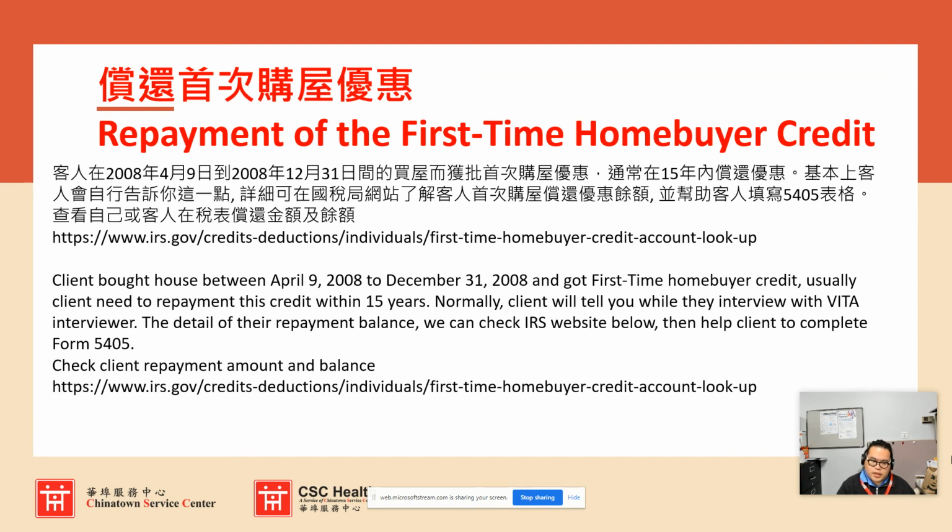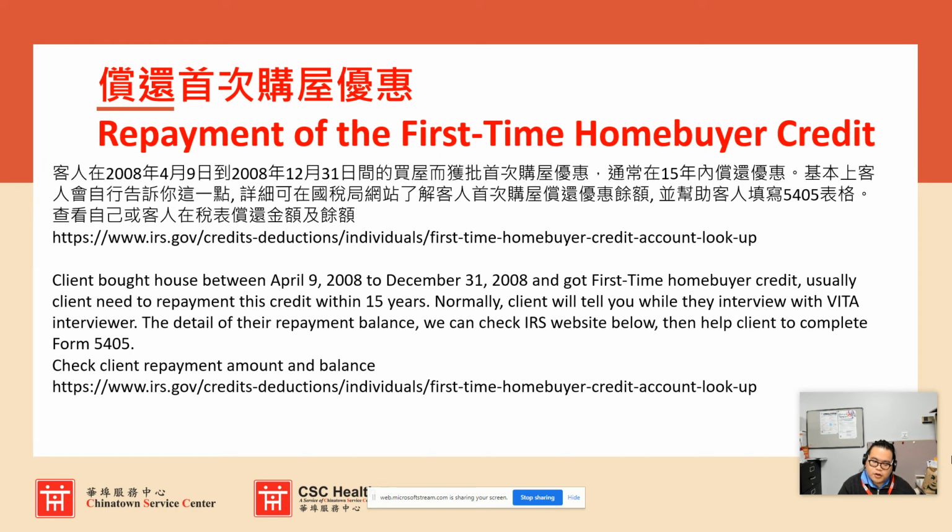This one is www.irs.gov/credits-deductions/individuals/first-time-home-buyer-credit-account-look-up. When they check with this link, it will ask you to enter the client's social security number, the taxpayer's birthday, and their home address.